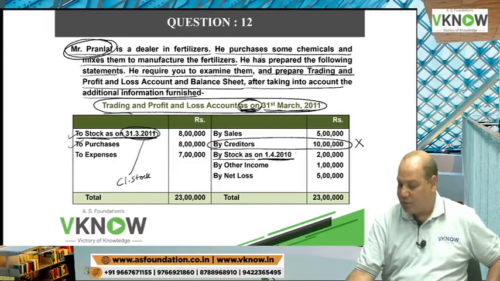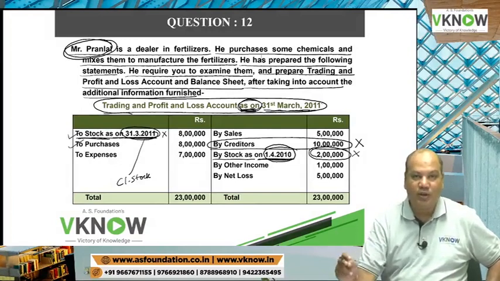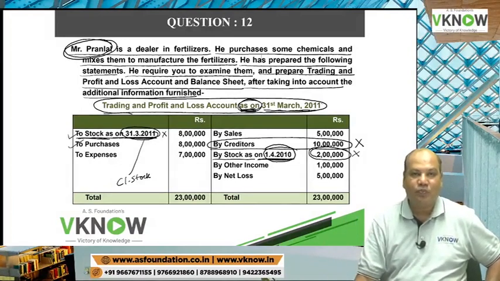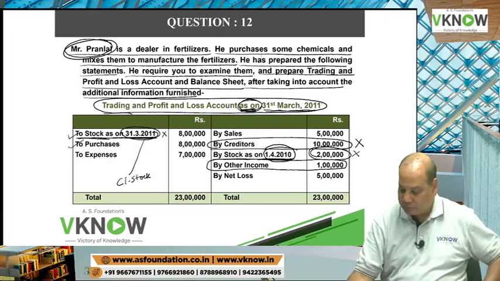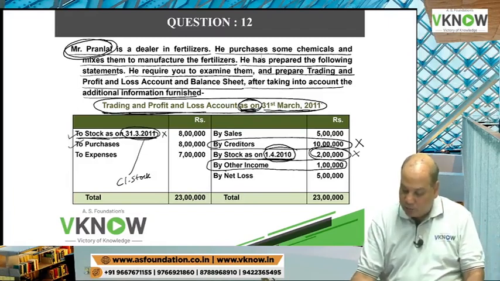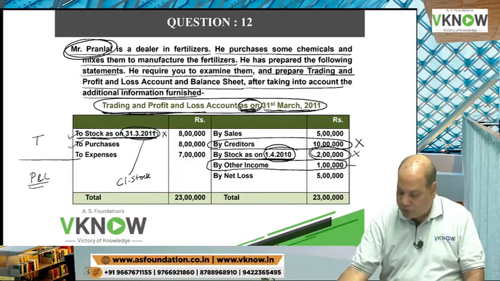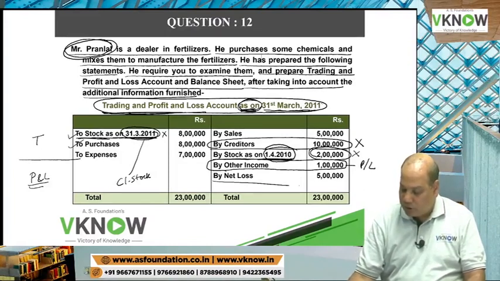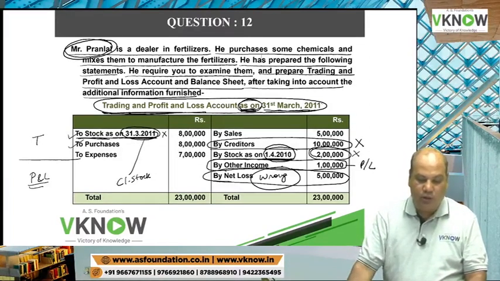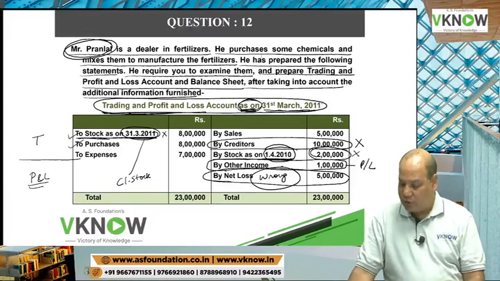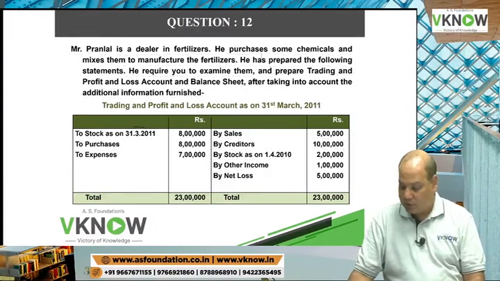One more problem. Opening stock he has written on the credit side. This is also wrong. Opening stock he should write on the debit side. Closing stock he should write on the credit side. But he is Mr. Pranlal, and by other income. He has written trading and P&L account, but he has not divided it into trading and P&L account parts. So this other income will come in the P&L account. And then he has written by net loss. This is wrong. We need to recalculate, right? So do you agree with all this? No, most of the items he has written are wrong.